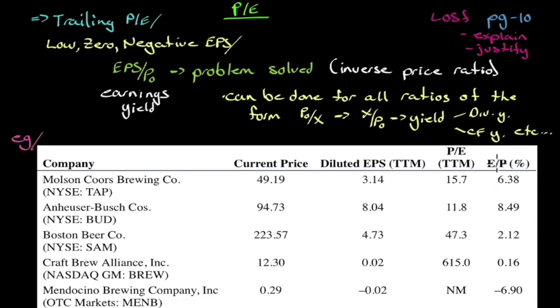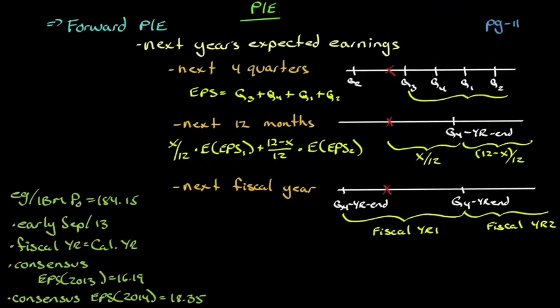We're not analyzing it. Okay, let's leave trailing earnings or trailing PE behind, and let's look at the forward PE, which is next year's expected earnings. And here's where I said, well, we have a bit of a problem in defining what next year's expected earnings are. We can do it 3 different ways here. We can take the next 4 quarters.